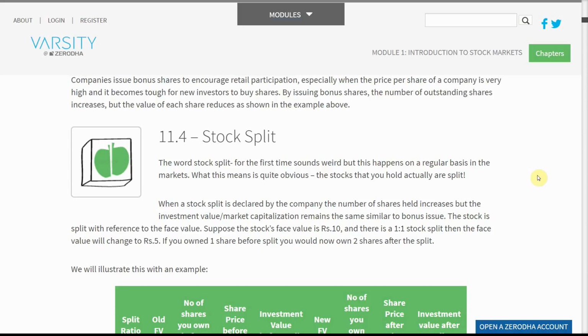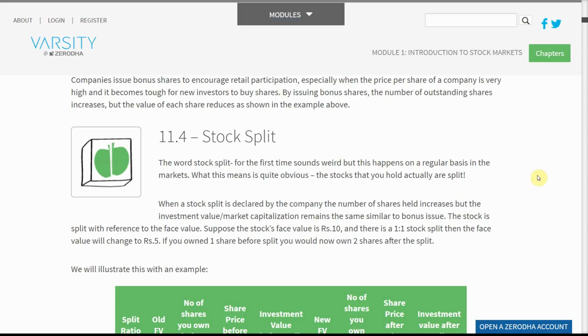11.4 Stock split. The word stock split for the first time sounds weird, but this happens on a regular basis in the markets. What this means is quite obvious: the stocks that you hold actually are split. When a stock split is declared by the company, the number of shares held increases, but the investment value, market capitalization, remains the same, similar to bonus issue.